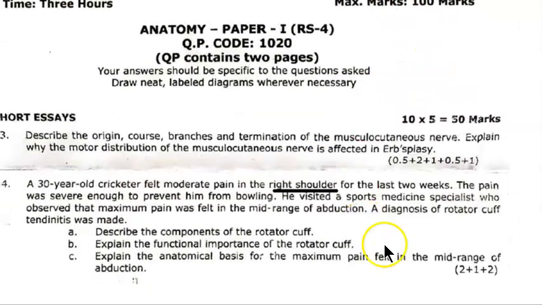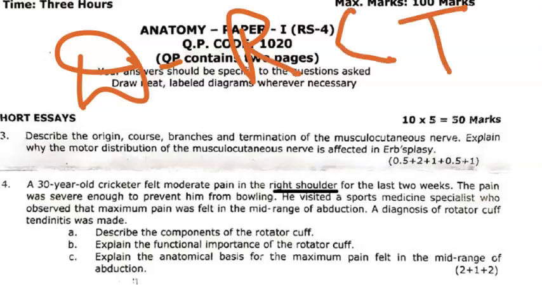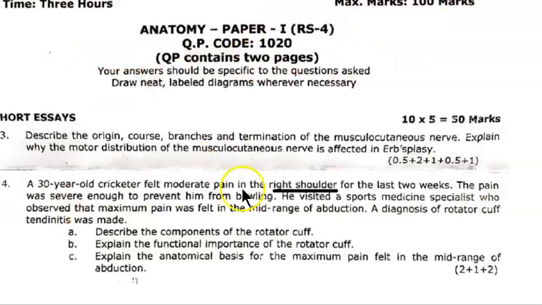Where were we? He visited a sports medicine specialist who observed that maximum pain is felt in the mid-range of abduction. A diagnosis also they have given. The diagnosis is given, so it is very easy for you. What is the diagnosis? Rotator cuff tendinitis. Rotator cuff tendinitis means tendons' inflammation, right?